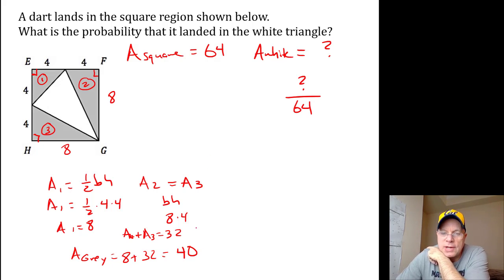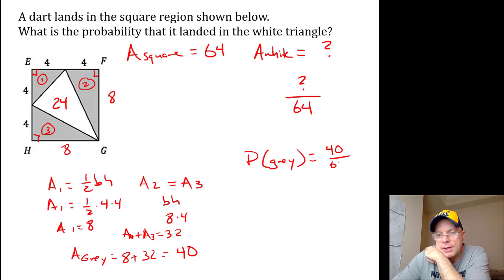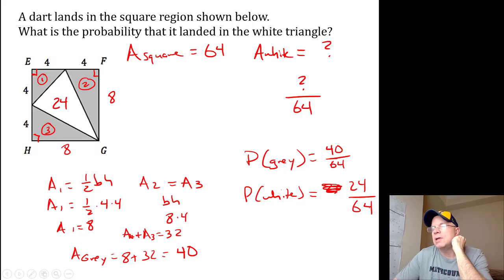So if the gray triangles add up to 40, then the white triangle must be 24. In other words, the probability of the dart landing on gray is 40/64ths. I know that can be simplified, but for right now I'll just keep it. I want to see all the possible outcomes of the entire area. The probability of landing in the white triangle must be the complement, or 24/64ths.